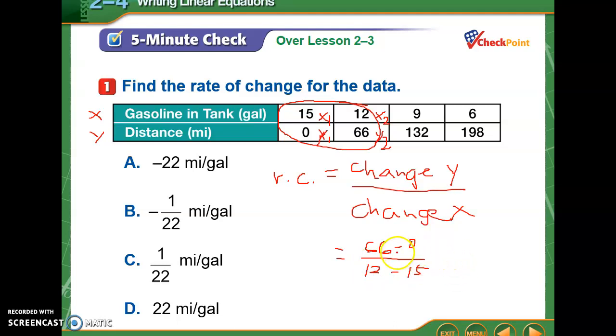Okay, so what we have here, 66 minus 0 over 12 minus 15. So you have 66 over, what is 12 minus 15? Negative 3. So the rate of change will be negative 22. Okay? All right, let's check our work. So negative 22 miles per gallon.